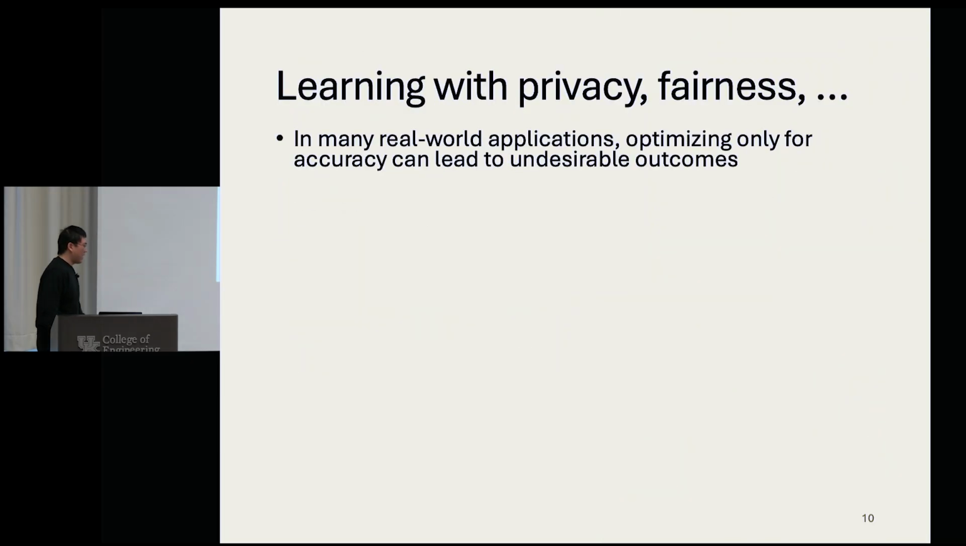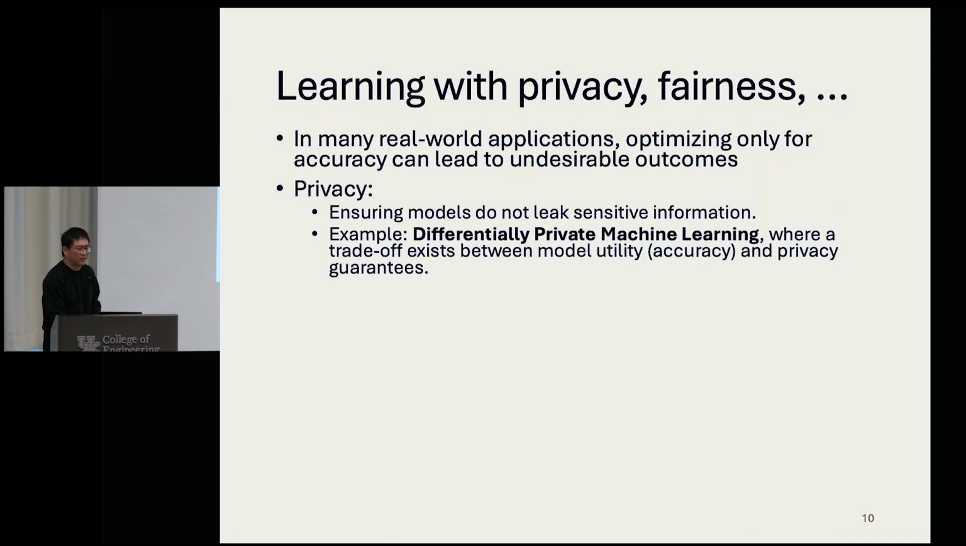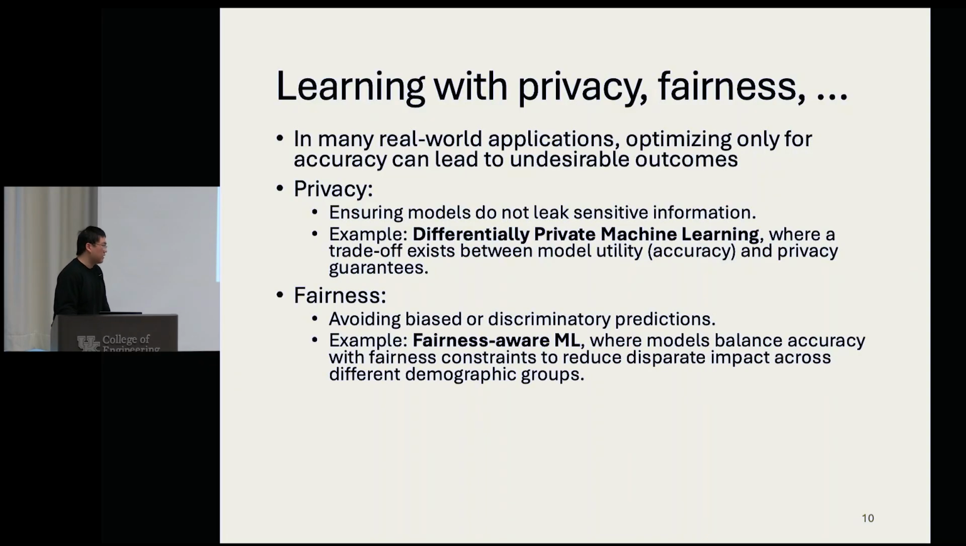Some other applications of MOO are learning with privacy, fairness, or other requirements. In many real-world applications, optimization only for accuracy can lead to undesirable outcomes. For example, if an application needs privacy, then we have to ensure the models do not leak sensitive information. Differentially private machine learning considers accuracy and privacy at the same time. Other machine learning considers fairness, which wants to avoid biased or discriminatory predictions.